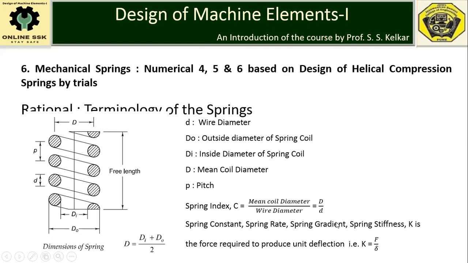We are familiar with spring stiffness, which is also sometimes called spring rate, spring constant or spring gradient, that is given by the force required to produce unit deflection. F, the force, divided by delta, the deflection. F upon delta is the spring stiffness. We are familiar with this, but it is another constant. Do not get confused between these two. Spring stiffness K is one thing, and spring index C is another thing. Spring index C is given by capital D, coil diameter, divided by wire diameter, small d, whereas K is given by F upon delta.